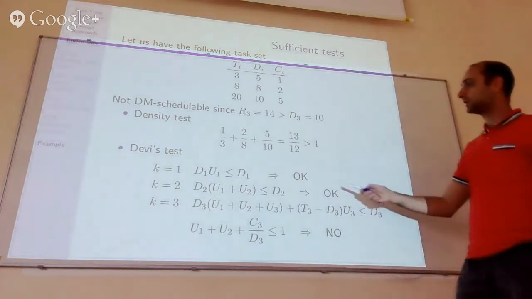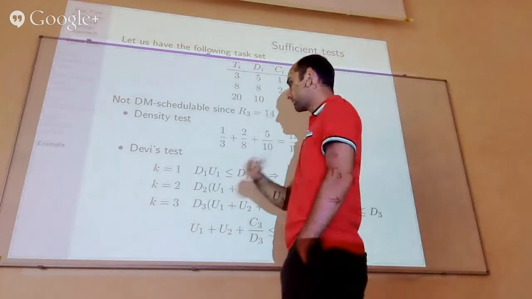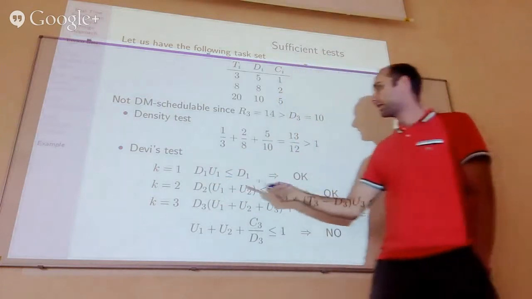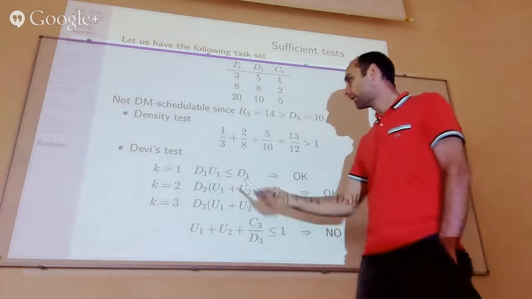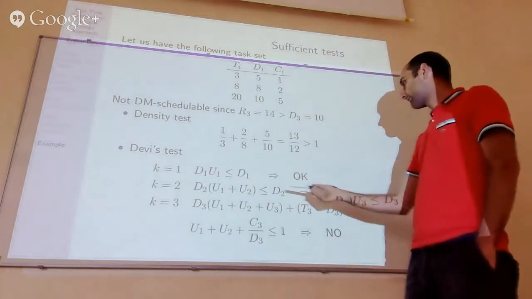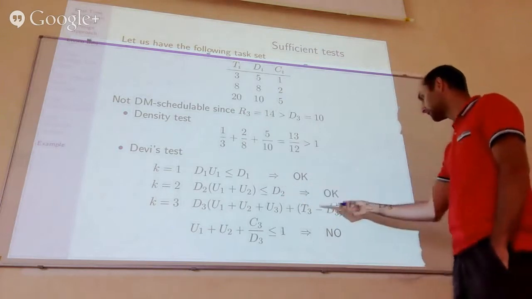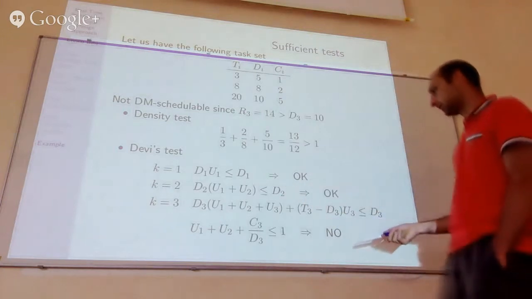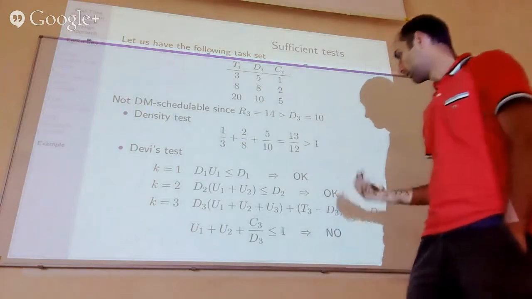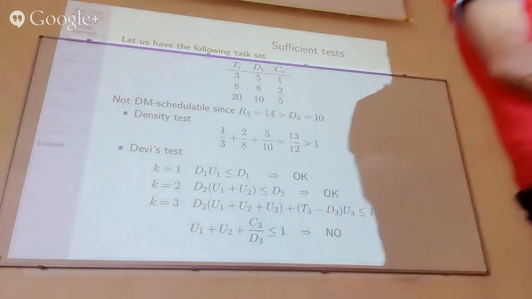If you do the Davis test, which is the one on that slide, we have to do that test for all k. For k equal to 1, we get something true. For k equal to 2, we get something that is true. And for k equal to 3, we get something that in the end turns out to be false. So this is not good either.